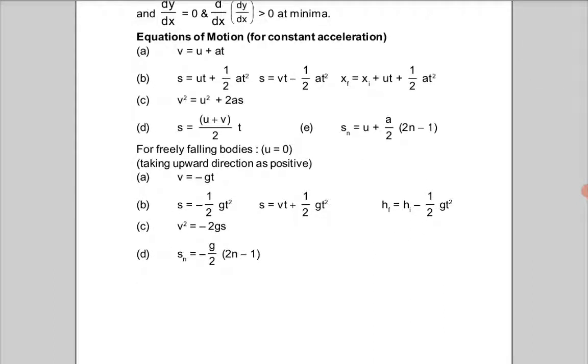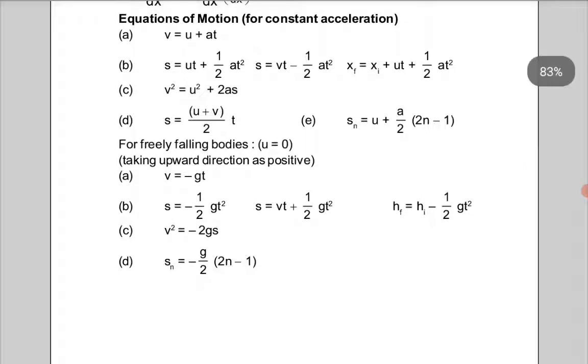Equations of motion for constant acceleration. v equals u plus at, s equals ut plus half at square, s equals vt minus half at square, and x final equals x initial plus ut plus half at square. v square equals u square plus 2as, and s equals u plus v upon 2 into t. u is the initial velocity, v is the final velocity, s is the distance, and t is the time.